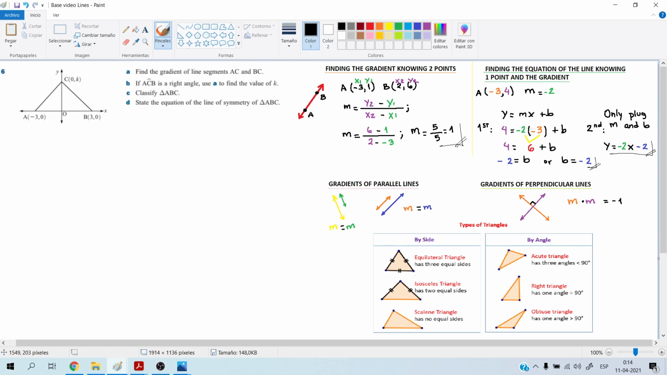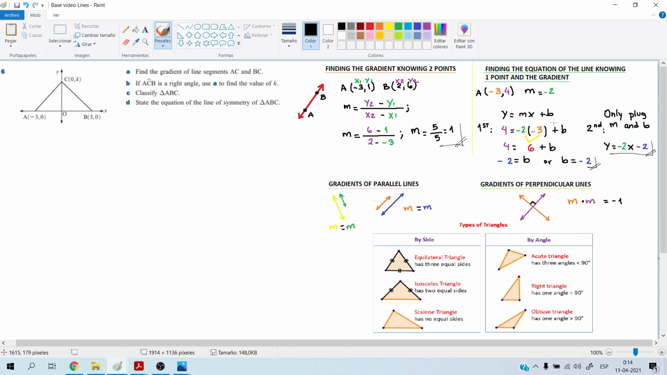You solve this, so 4 equals -2 times -3, which is 6, plus b. You take the 6 to the other side, the 6 becomes negative, so -6 plus 4 is -2. Or you subtract 6 on this side and you subtract 6 on the other side and you get -2. So -2 equals b, or b equals -2. I prefer to say it like this, but it depends on your choices, okay?